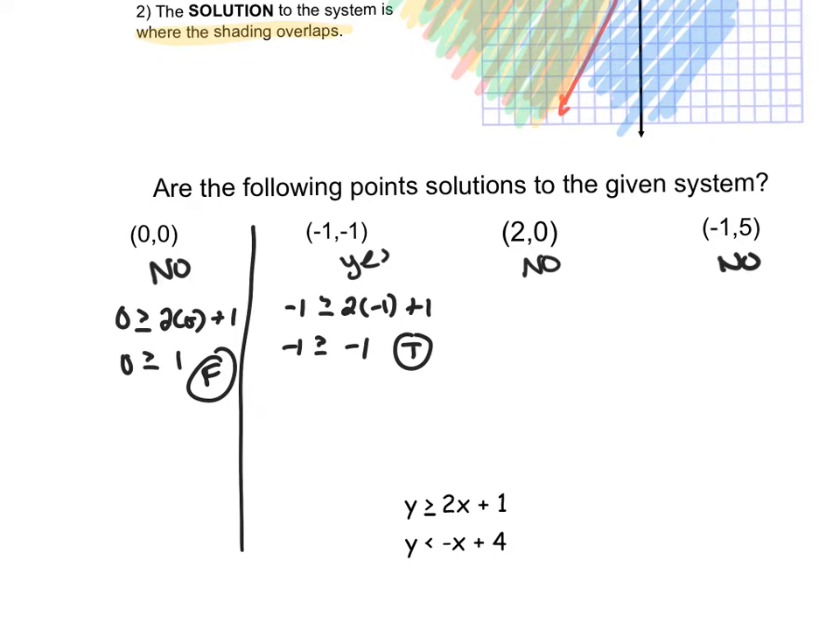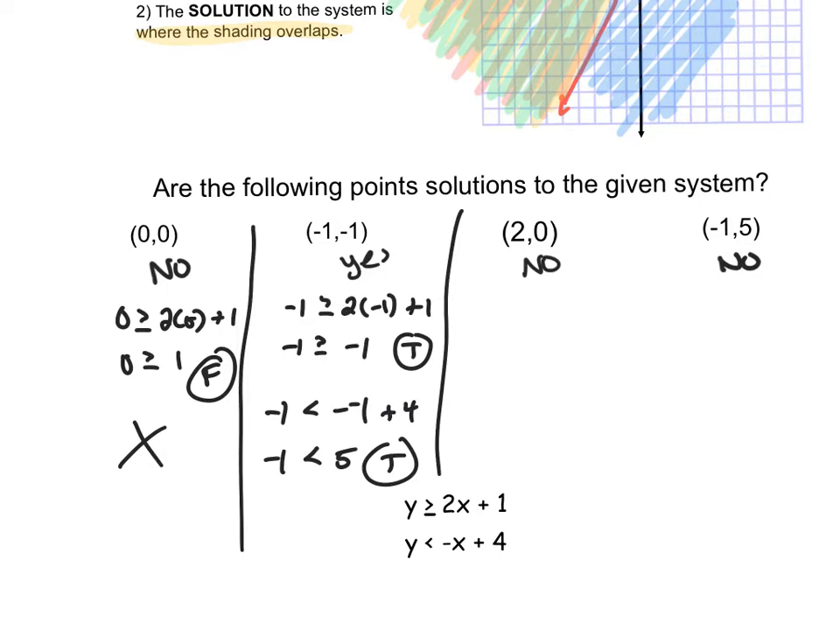We didn't have to test the other one on the first one because we got a false, so we don't have to test the second inequality. So let's test that one. -1 is less than -1 plus 4. So that would be -1 is less than 5, and that's also true. So that's why that's a yes.